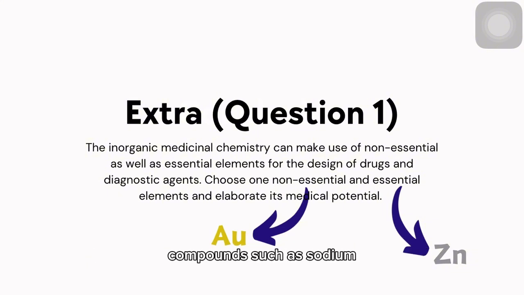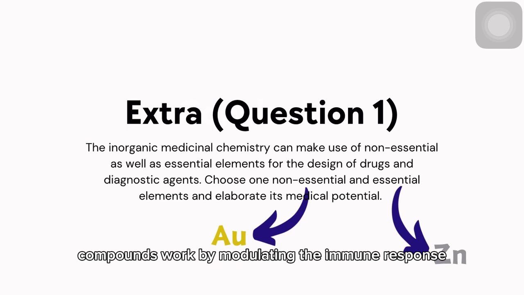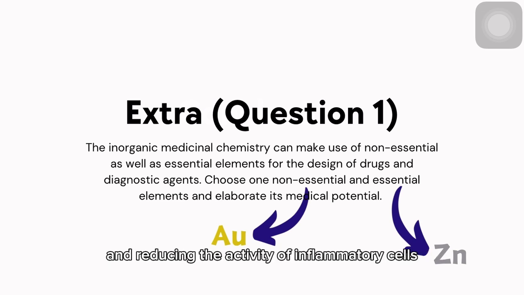Compounds such as sodium aurothiomalate and auranofin have been used as disease-modifying anti-rheumatic drugs, DMARDs, to reduce inflammation and joint damage in patients with rheumatoid arthritis. These gold compounds work by modulating the immune response and reducing the activity of inflammatory cells.